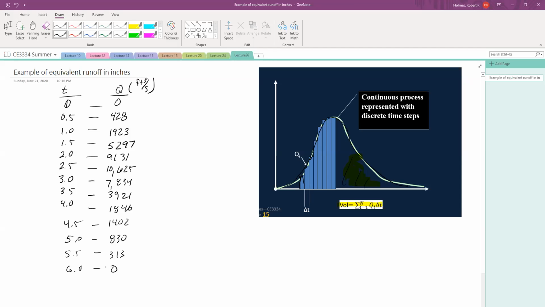So this is a runoff hydrograph. You can think of this as being the illustration on the right. Now, if I want the volume under here, I could multiply each one of these values of discharge, this would be Qi, by the delta t of 0.5 hours, and then I could sum them up.